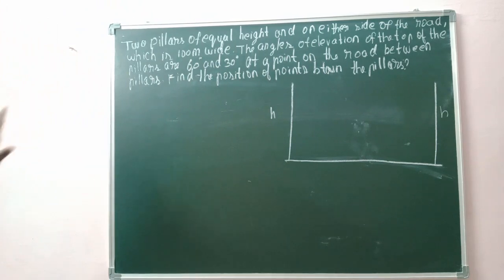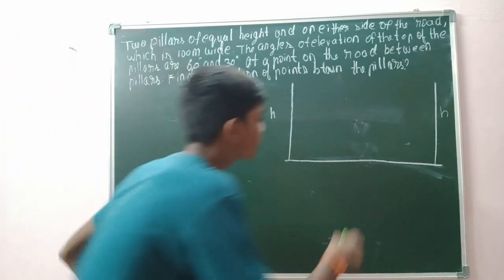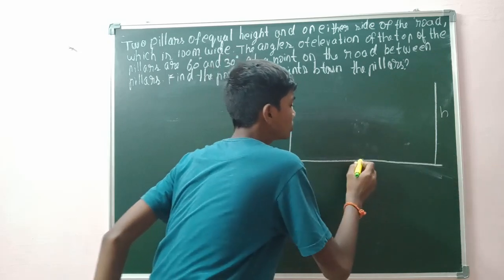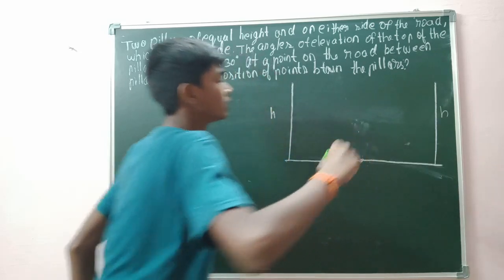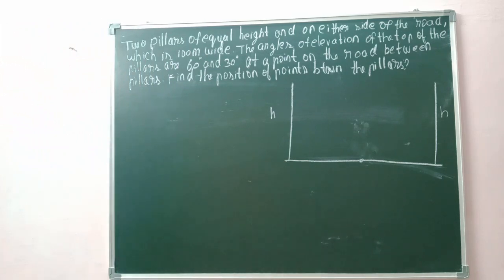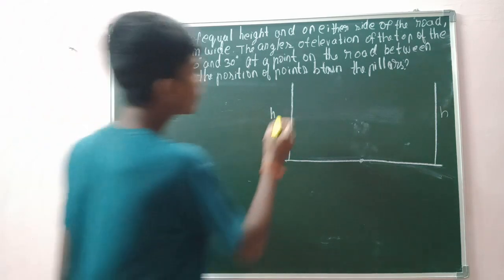And now it is given that the angles of elevation of the top of the pillars are 60 degree and 30 degree at a point on the road. So let me say some point between the road. Let this be some point on the road. And now it is given that the angles of elevation of the top of the pillars are 60 degree and 30 degree for that particular point. Correct or not?